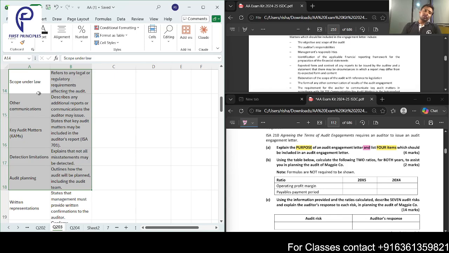All right, let's go about this here. Geet, the first three things, how have you understood here? What will be included in the audit report? Sorry, in the audit engagement letter. Very good.